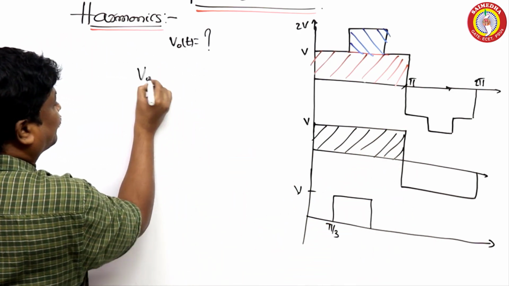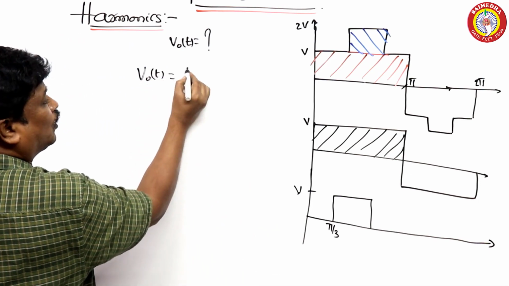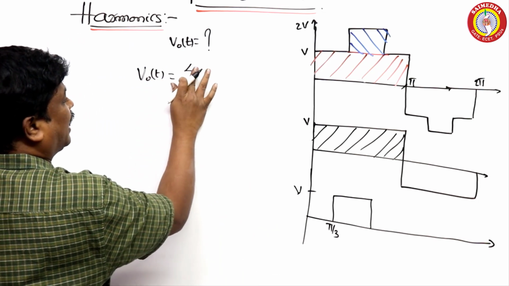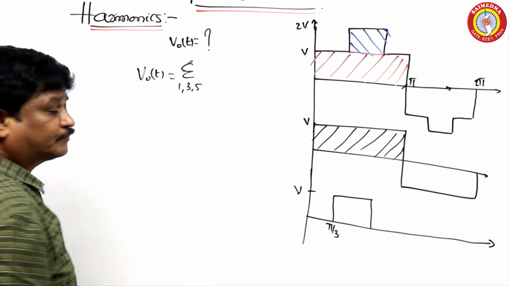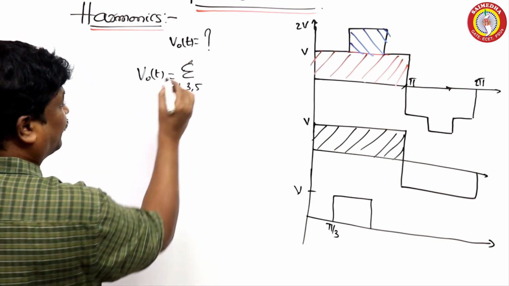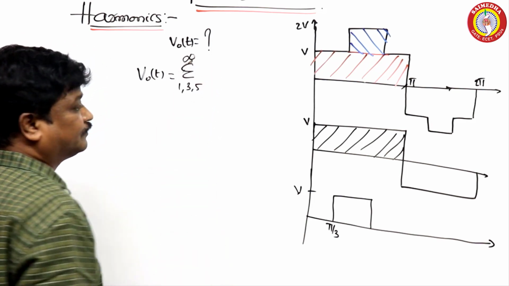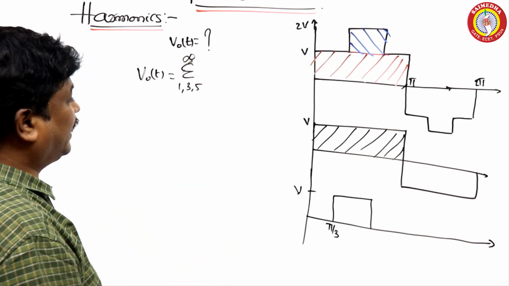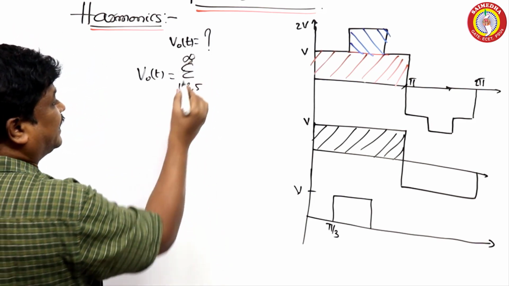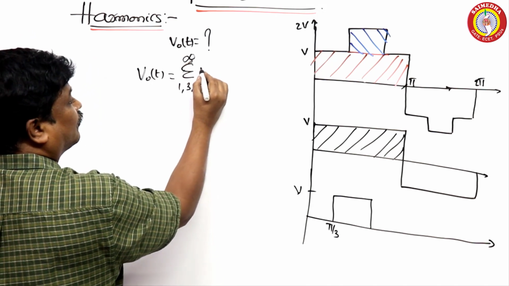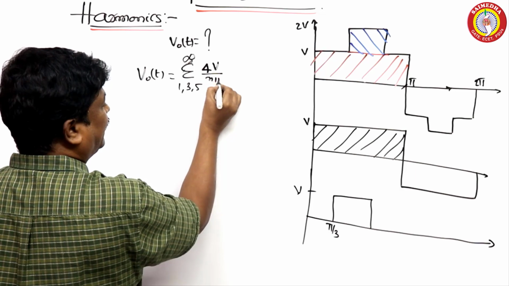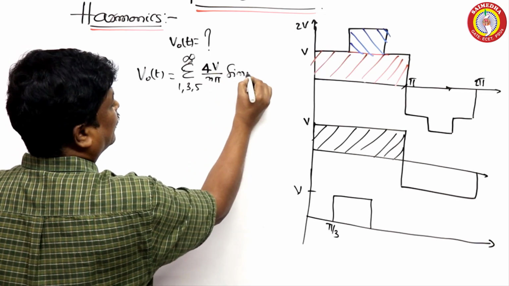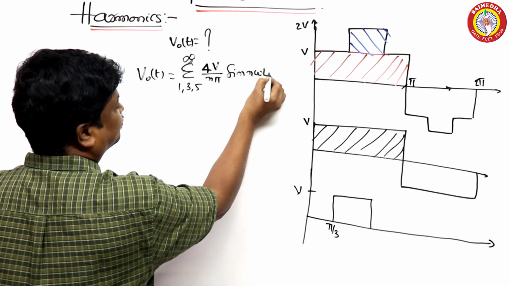What is the output voltage? V naught of t is equal to what we got? Sigma n equal to 1, 3, 5 to infinity. What did we write here? 4V divided by n pi sin n omega t.